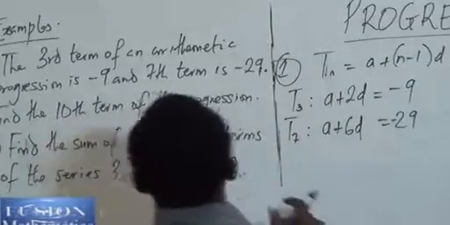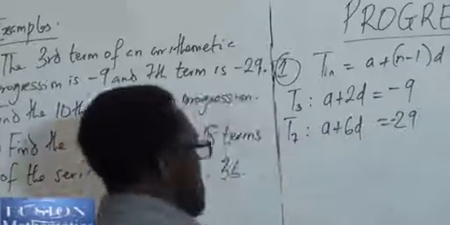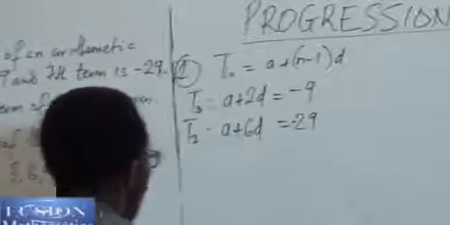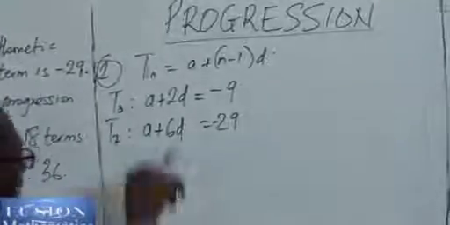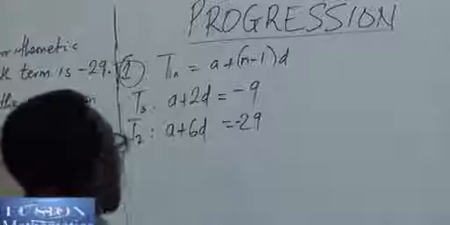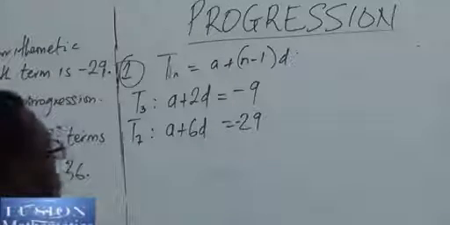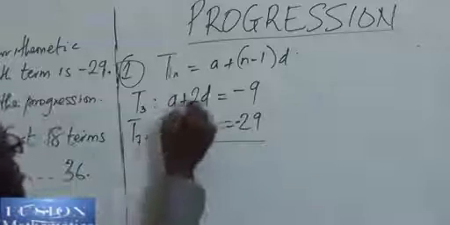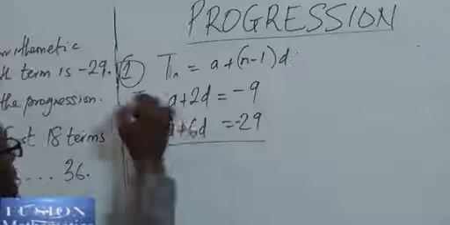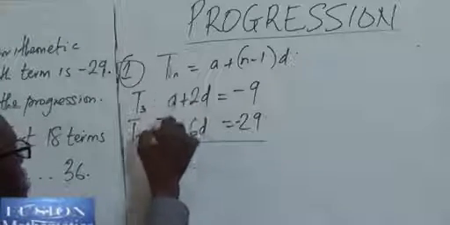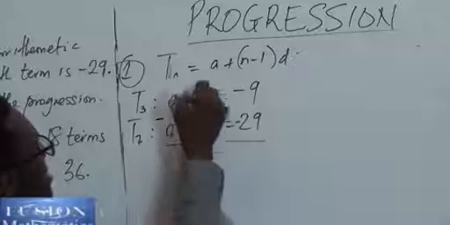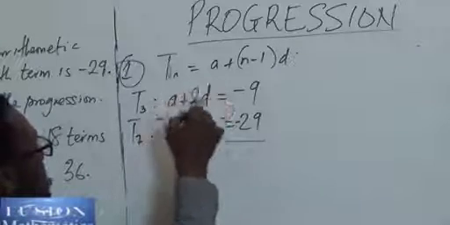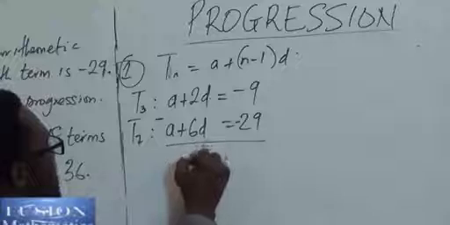Now, they told us to find the 10th term. For us to find the 10th term, we have to have the first term, which is a, and the common difference, which is d. Now, for us to do this, we have to solve simultaneously. So, solving simultaneously, we are going to subtract to eliminate a. A minus a will be 0. Then 2d minus 6d will give us minus 4d.